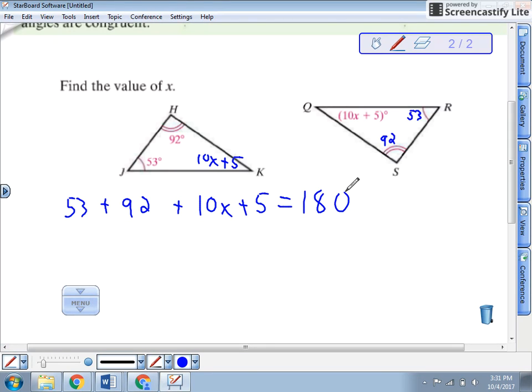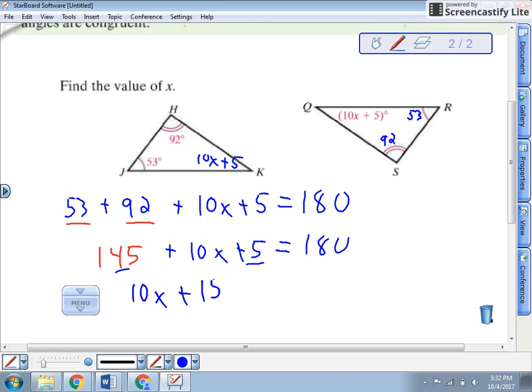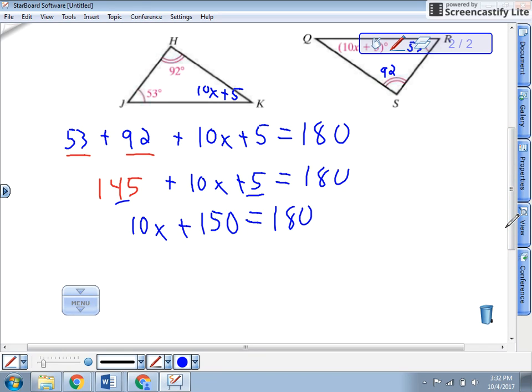And then we solve just like we always have. 53 and 92, that's going to be 145. We're going to combine these numbers. And then we've got plus 10x plus 5 equals 180. Oops, I made a mistake. I can add this 5 as well. So that's going to be 10x plus 150 equals 180. I'm going to subtract 150 from both sides. So I'm going to get 10x equals 30.